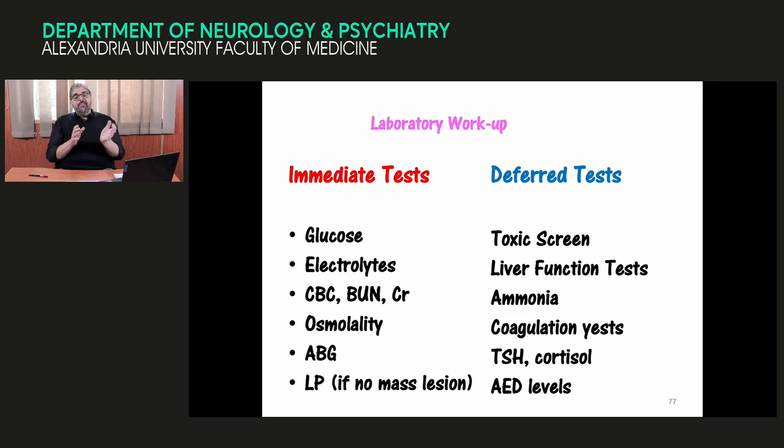There are some other deferred tests, not to say delayed, but they are not done as an emergency rule. We can wait for stabilizing the patient and then ask for these tests. If the patient is having some drugs like anti-epileptic drugs or some drugs for cardiac problems, blood ammonia, coagulation profile, liver function tests, all this may be deferred until after stabilizing your patient.